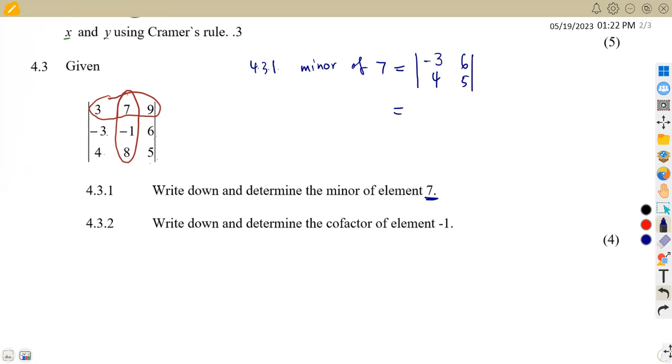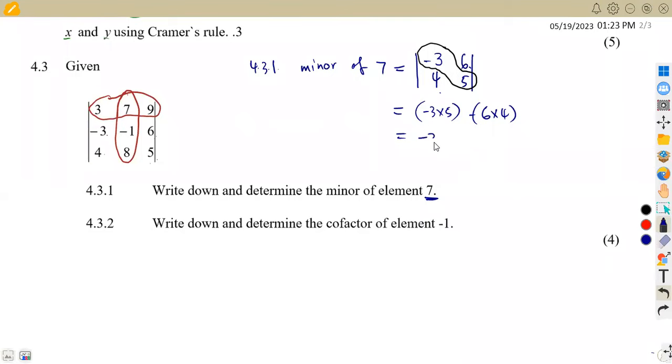All right, so here the product is still one and the same thing. Here we multiply this and we subtract these two. So that's negative 3 times 5 minus 6 times 4. So this can give us the minor of the element 7. If we simplify everything properly, we are supposed to use our calculator here. Let me just check what we are going to have. This is going to be negative 39 in this case. So that's the minor of element 7, which is negative 39.